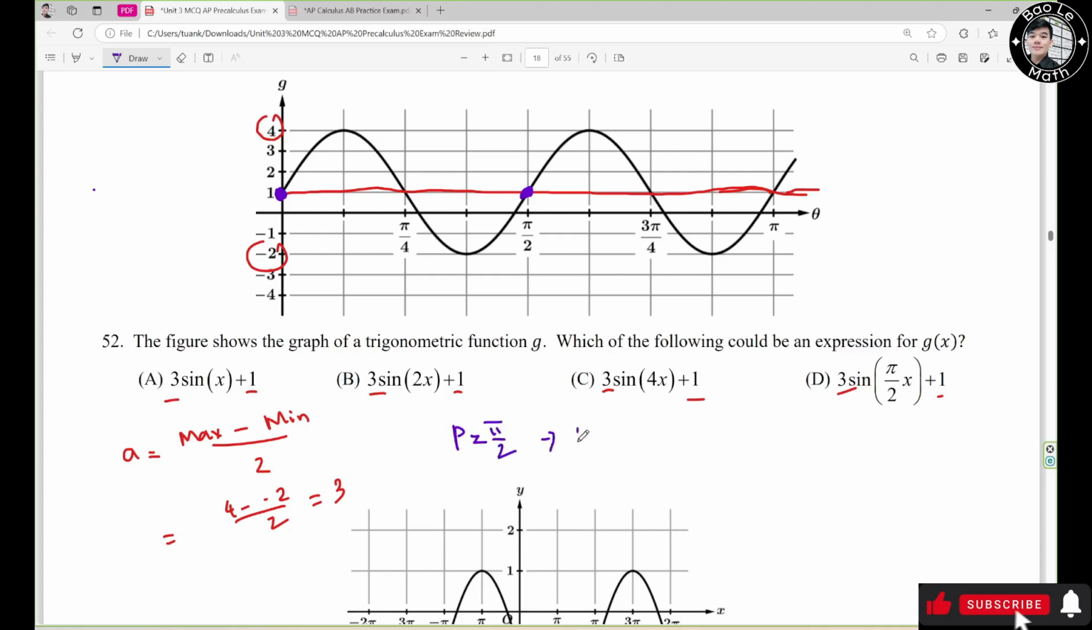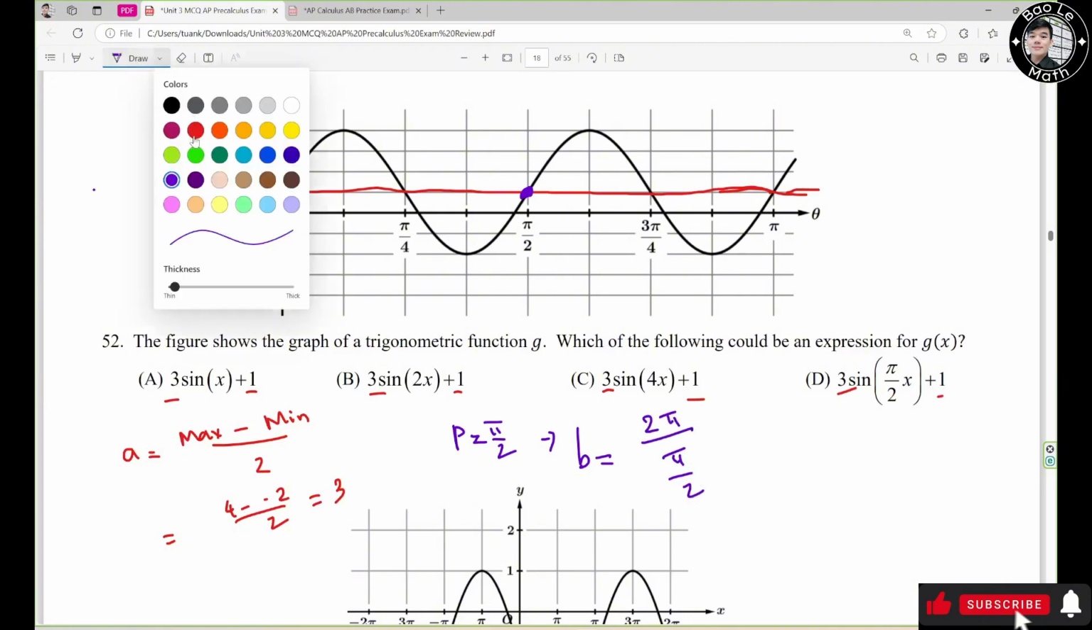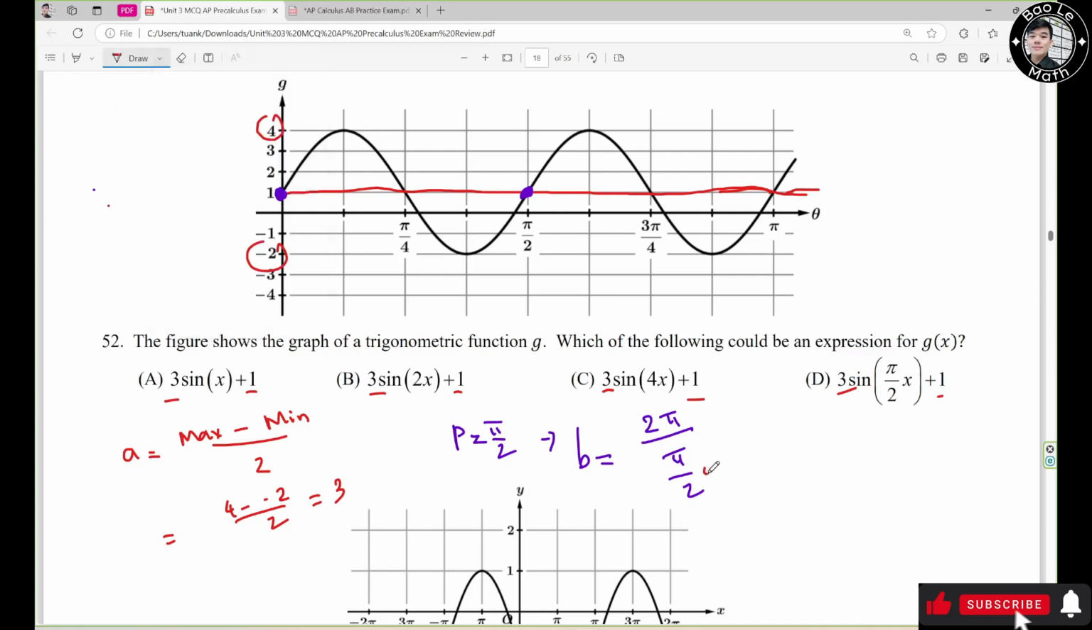Now we need to solve for b. So b equals 2 pi divided by the period, which means pi over 2, right? So we need to simplify this by multiplying the top and bottom by 2, because we look at this and see 2 here, right? Multiply this by 2. So it could be 4 pi divided by 2 pi over 2, the 2s cancel out. It could be pi, so pi and pi cancel out. It could be 4, right? So b equals 4. We need to eliminate A, B, and D. The answer must be C.